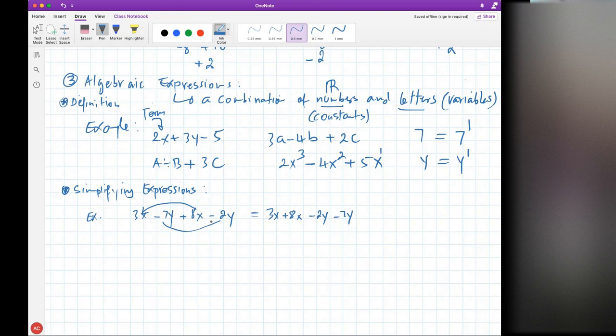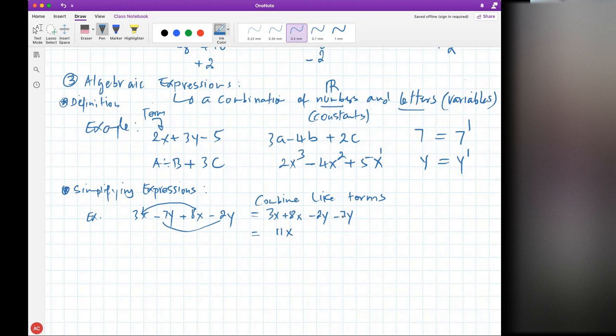So the commutative property is when you change the order of the numbers or terms, you move them around and the result still stays the same. So what we did here was move 8x next to this, move the negative 7y next to negative 2y. So this is what we call combining like terms. Now, what do we do here after combining like terms? We have 3x plus 8x. 3 of something plus 8 of the same thing, whatever x might be, that means 11x, 11 of that thing.